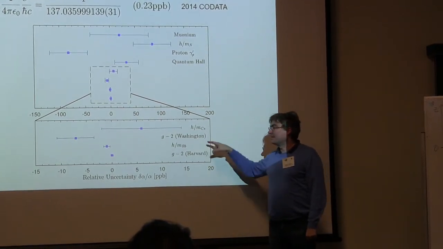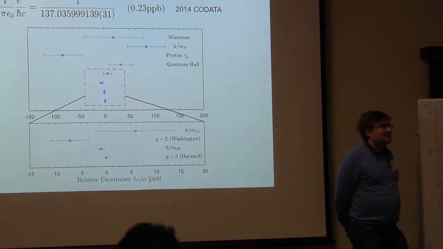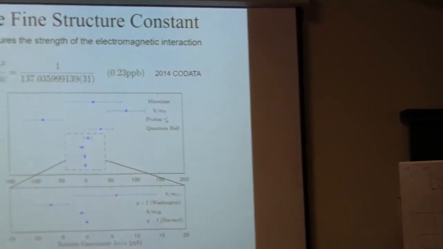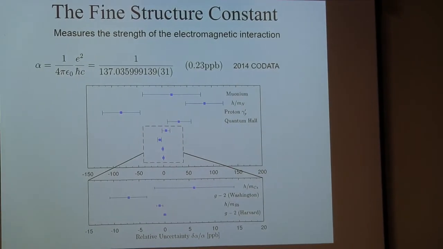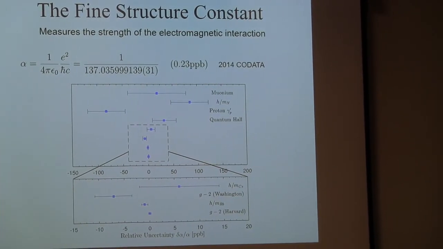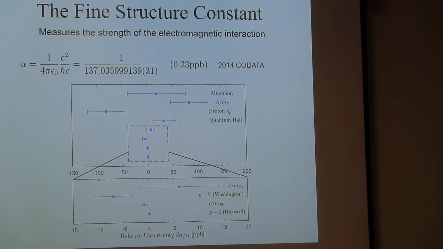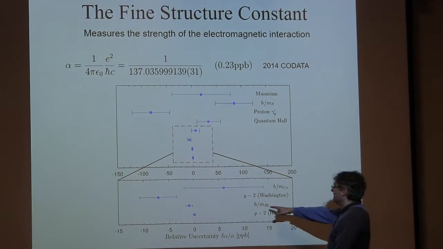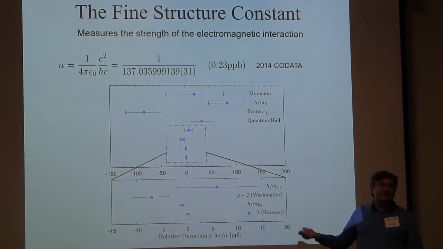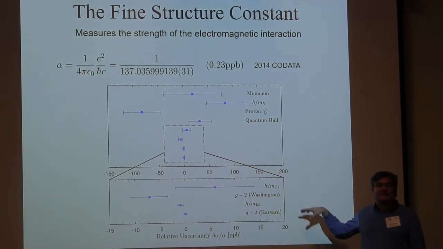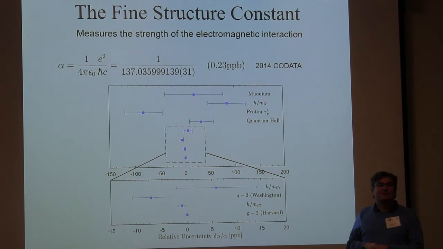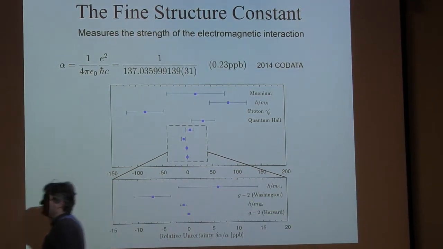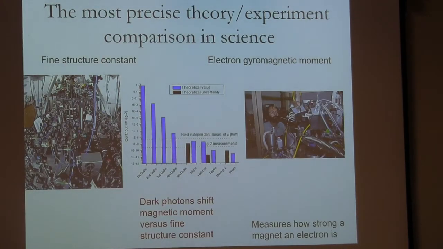And then the most accurate of them all is measuring how strong a magnet the electron is. So the electron has a magnetic moment, it's 2 Bohr magnetons, but it's a tiny bit larger. And the difference of the g factor and 2, g minus 2, is a function of the fine structure constant that you can calculate using almost the entire standard model of particle physics. Let me show this, actually. Okay.